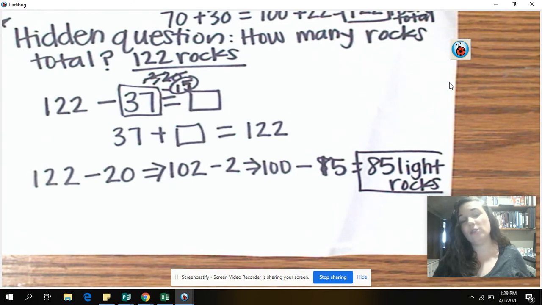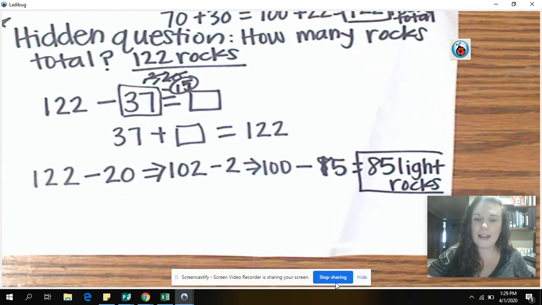So now you get to choose which word problem number set you want to do for the problem that you're going to submit for today. Good luck, mathematicians.